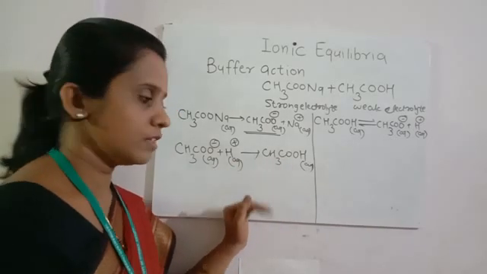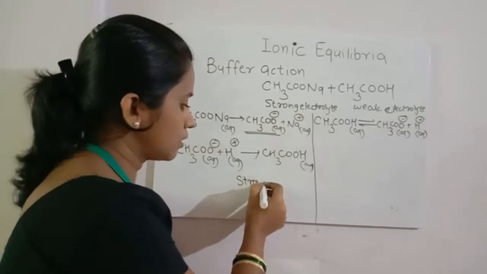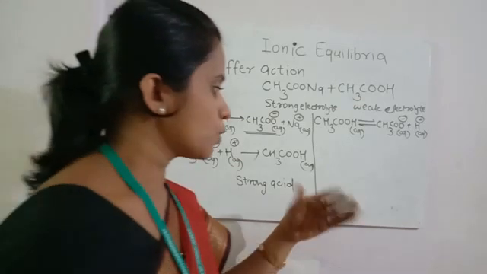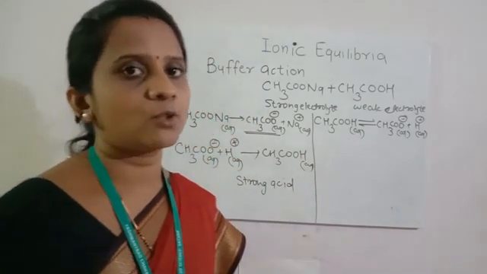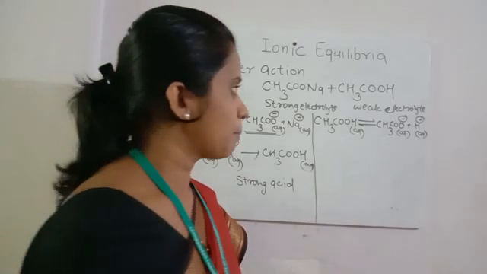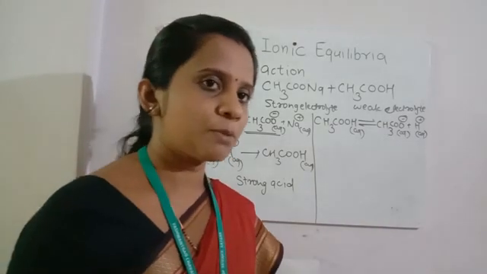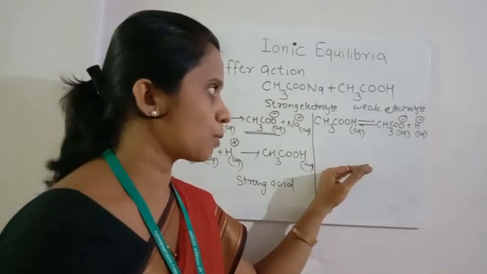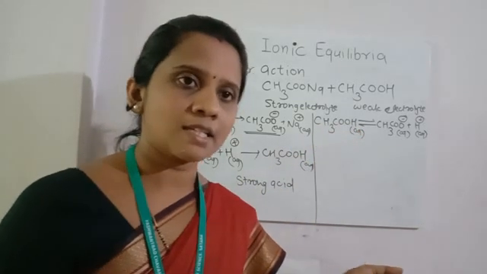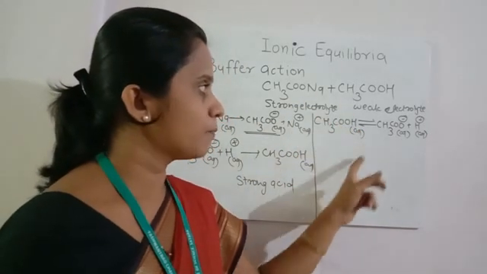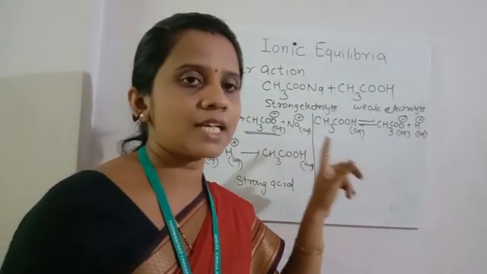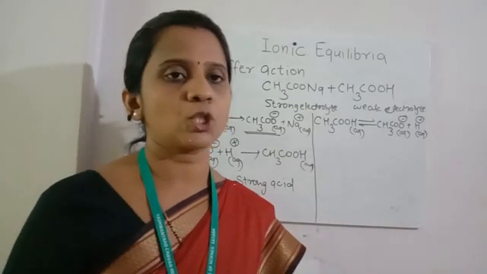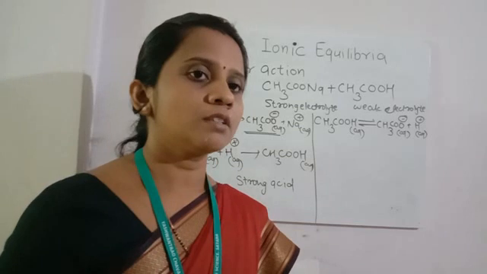When will this happen? When strong acid is added. And suppose a small amount of strong base is added to the solution. What will happen? Strong base means there will be production of OH minus ions from the strong base. So on addition of strong base, what will happen? Those OH minus ions will get neutralized by undissociated acetic acid molecules.